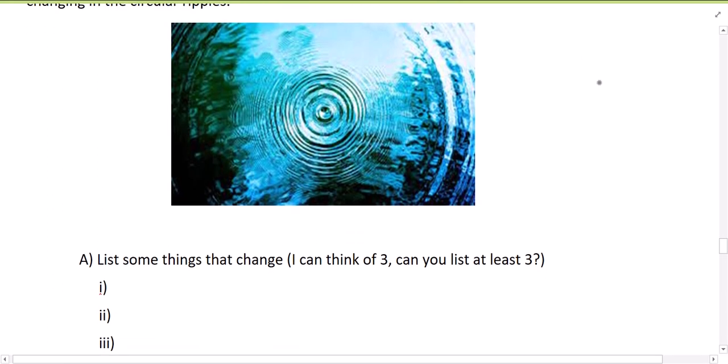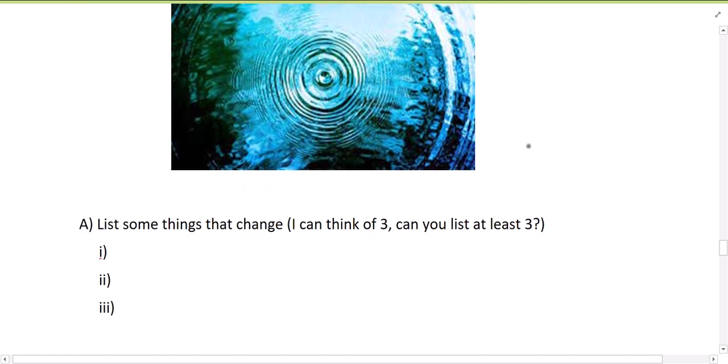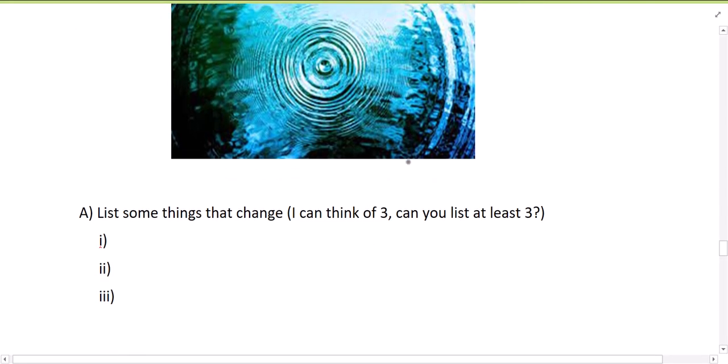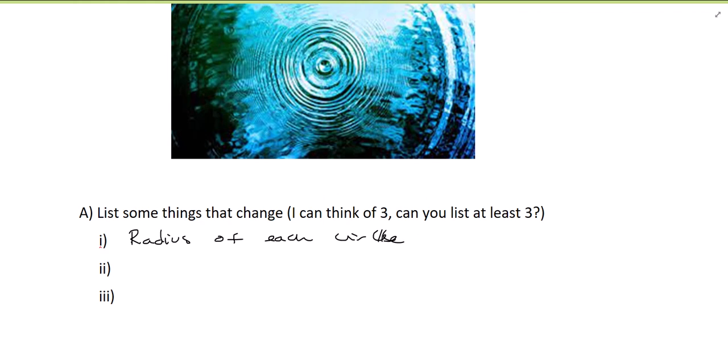So go ahead and pause the video if you need to think about it, but if you already thought about it, then continue on. So what are some things that are changing as the ripples keep going and going? Some things that change are the radius of the circle. So that's one. So we can say the radius of each circle. Right, they're circular ripples, so the radius of each circle is changing.